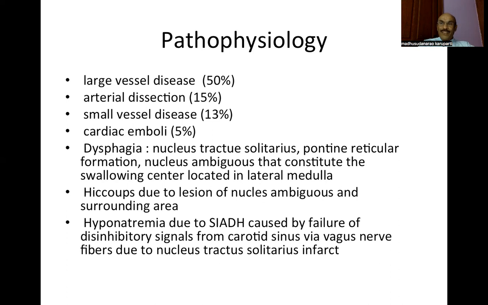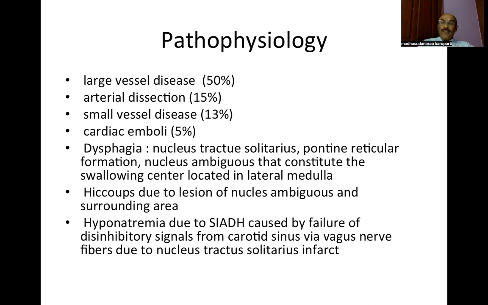prolonged dysphagia. In lateral medullary syndrome, in 50% of the cases there is an associated large vessel disease, an obstructive stroke secondary to atherosclerosis. 15% of the cases are associated with arterial dissection, and 5% account for cardiac embolization. And the next common presentation is hiccups.